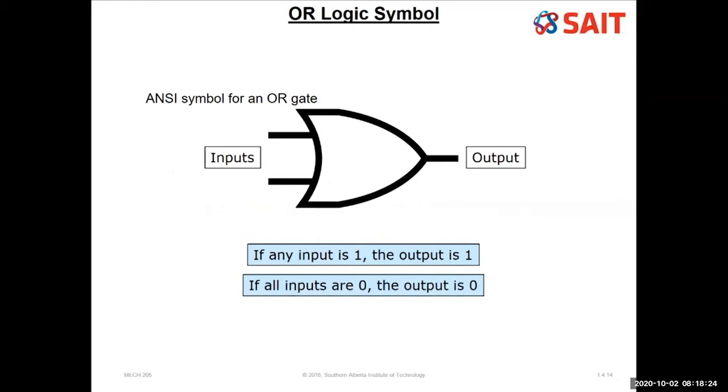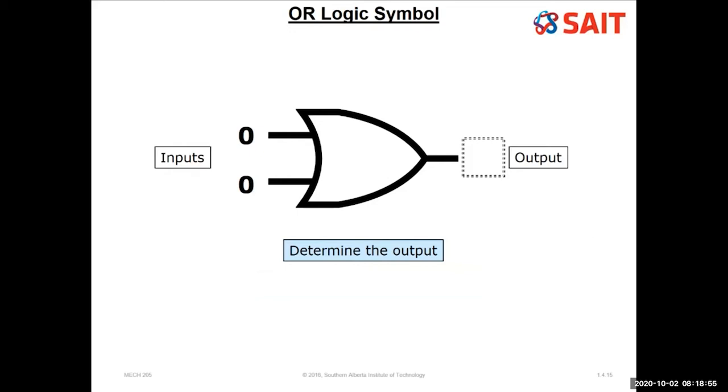This one has a curved back, a bit of an arrowhead. Once again, typically we draw this with inputs on the left. They don't have to be, it's just typical. Outputs on the right. There is only ever one output. With all these logic gates, there is only ever one output on a single gate, but you can have multiple inputs. So if any input is a 1, the output's going to be 1. If all the inputs are 0, then the output is going to be a 0.